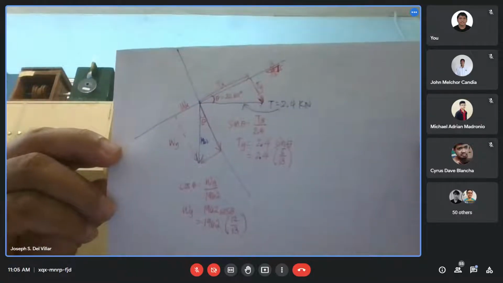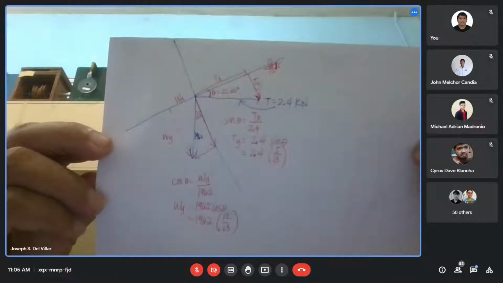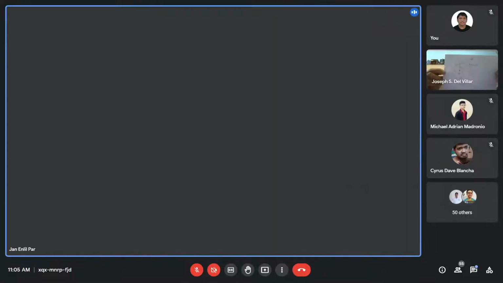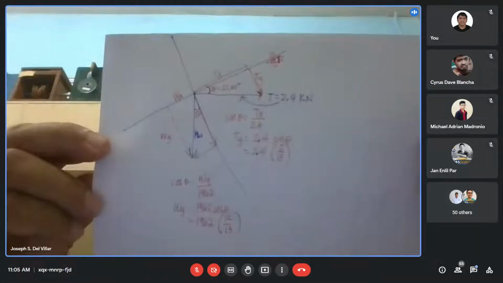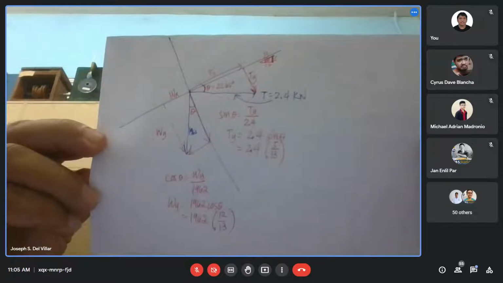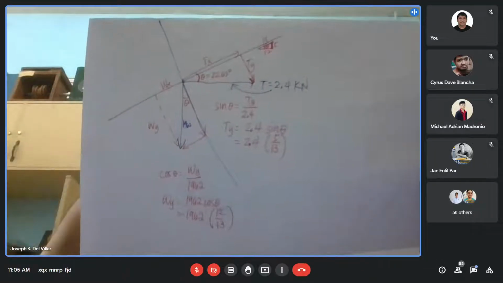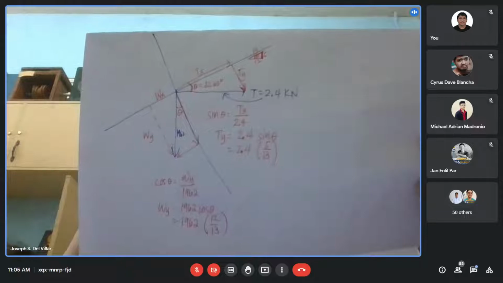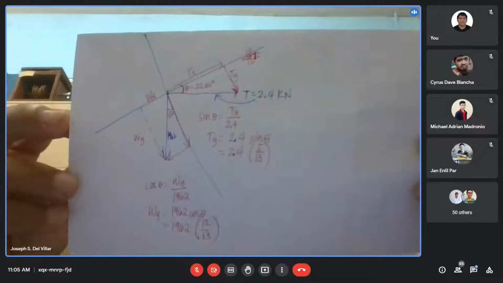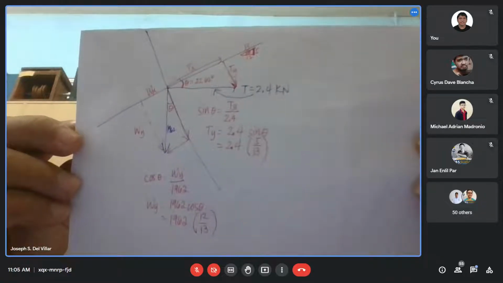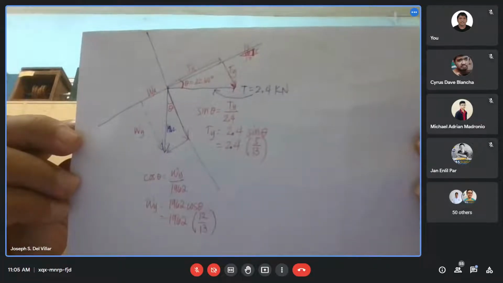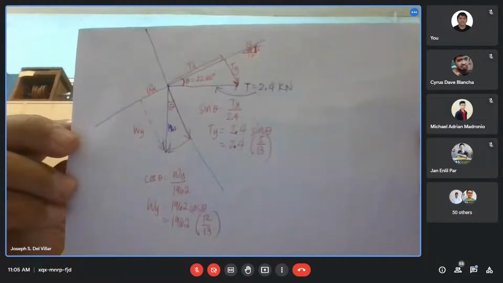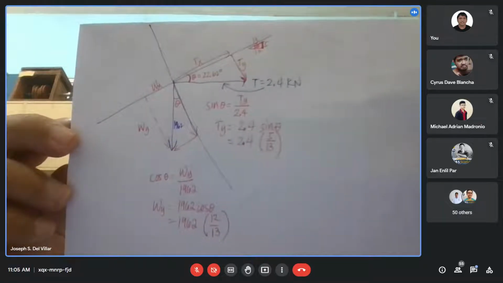Nakuha o hindi? Mahirap? Nakuha po, sir. Okay. Okay na po sa akin, sir. Okay na sa inyo. Okay, so similarly, ganun din sa weight. Tingnan nyo yung weight. Okay? Yung weight, i-resolve din into components. Okay? O picturean nyo na lang para pag-aralan nyo.